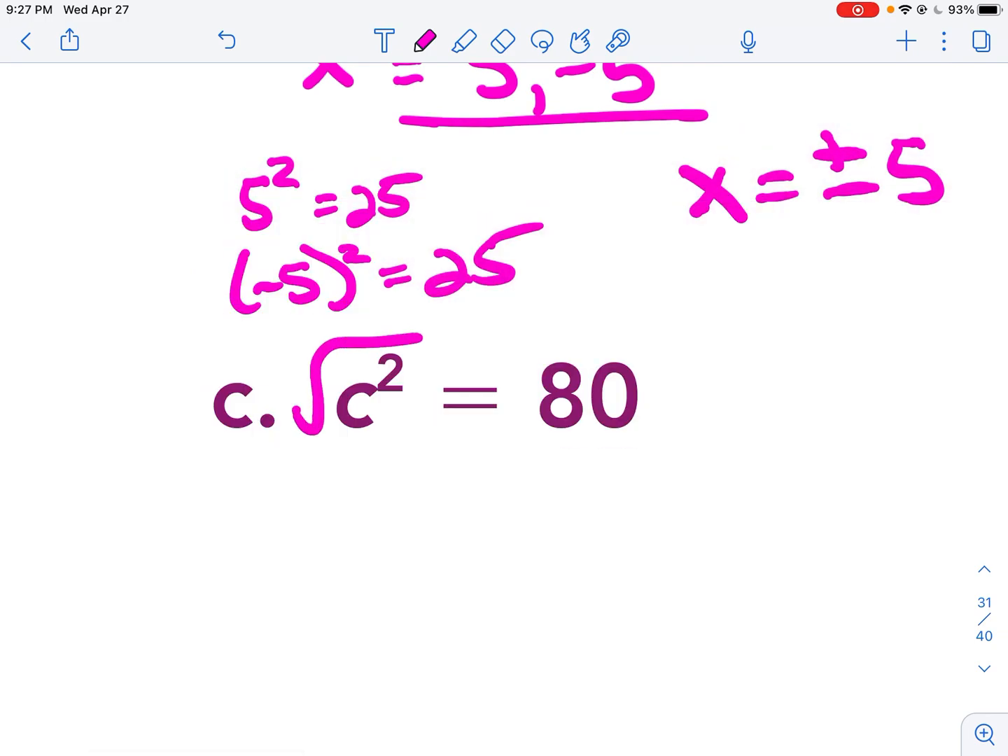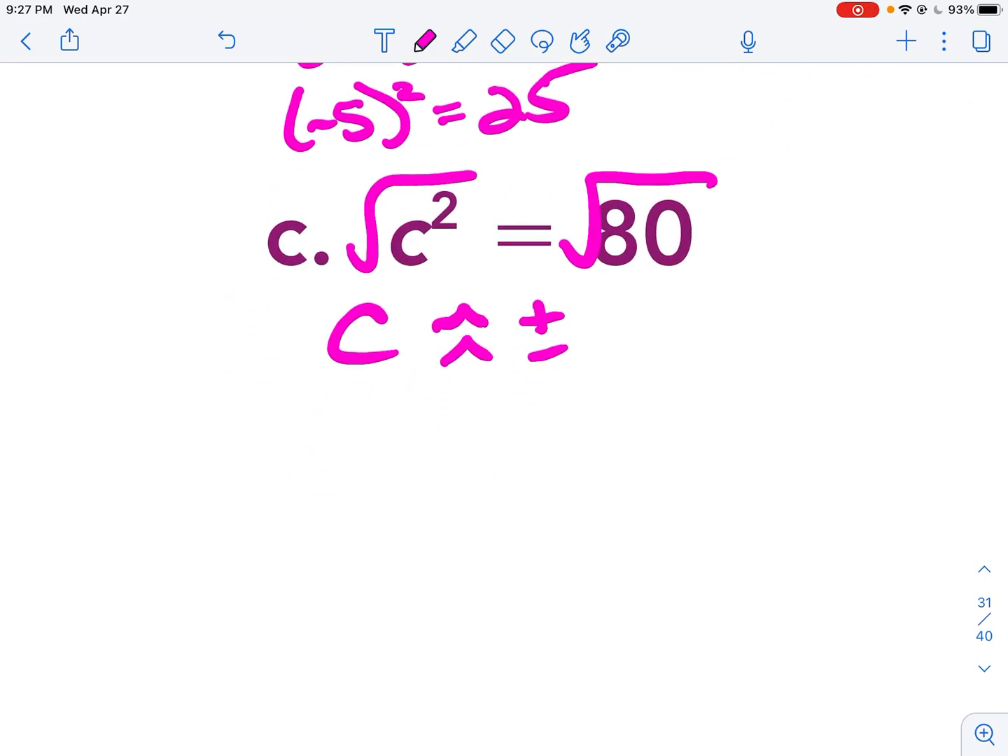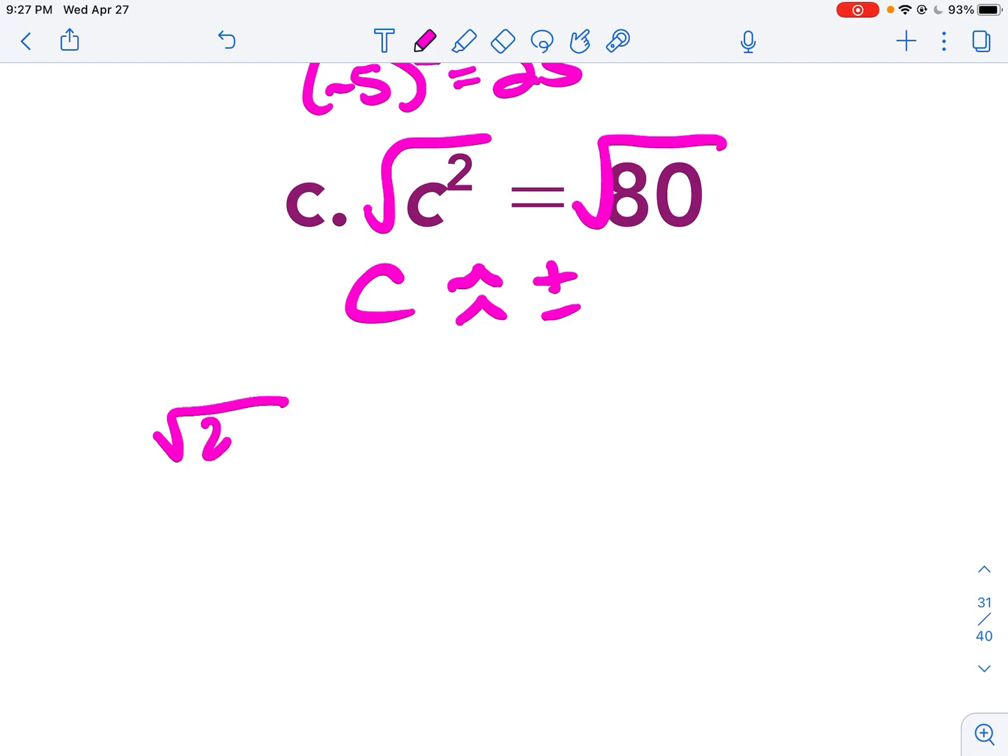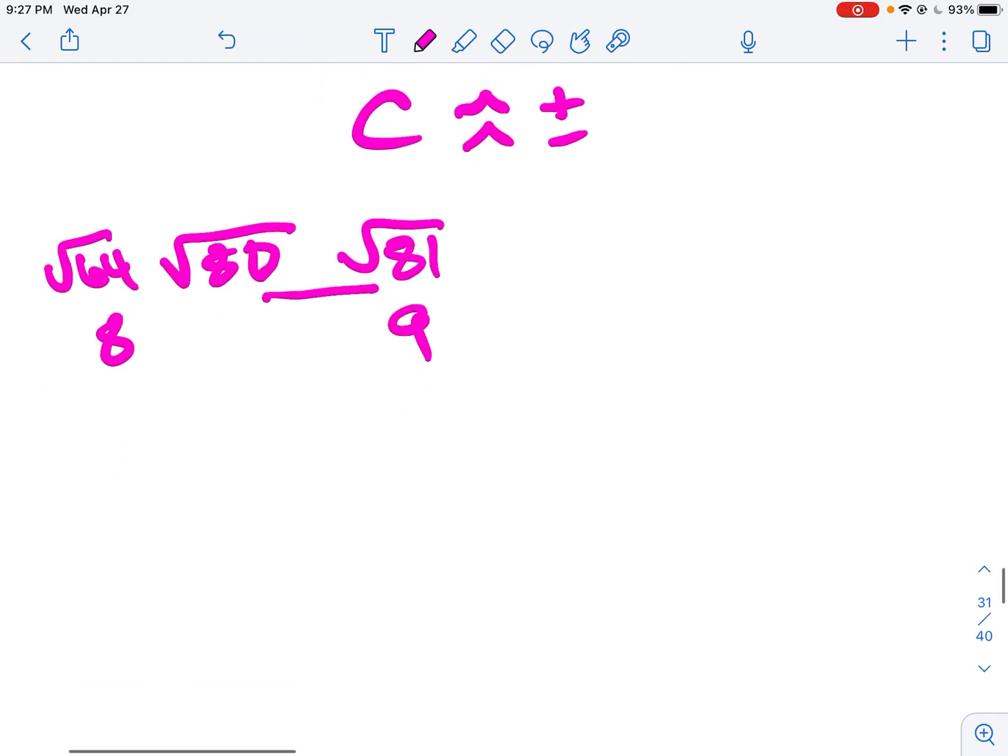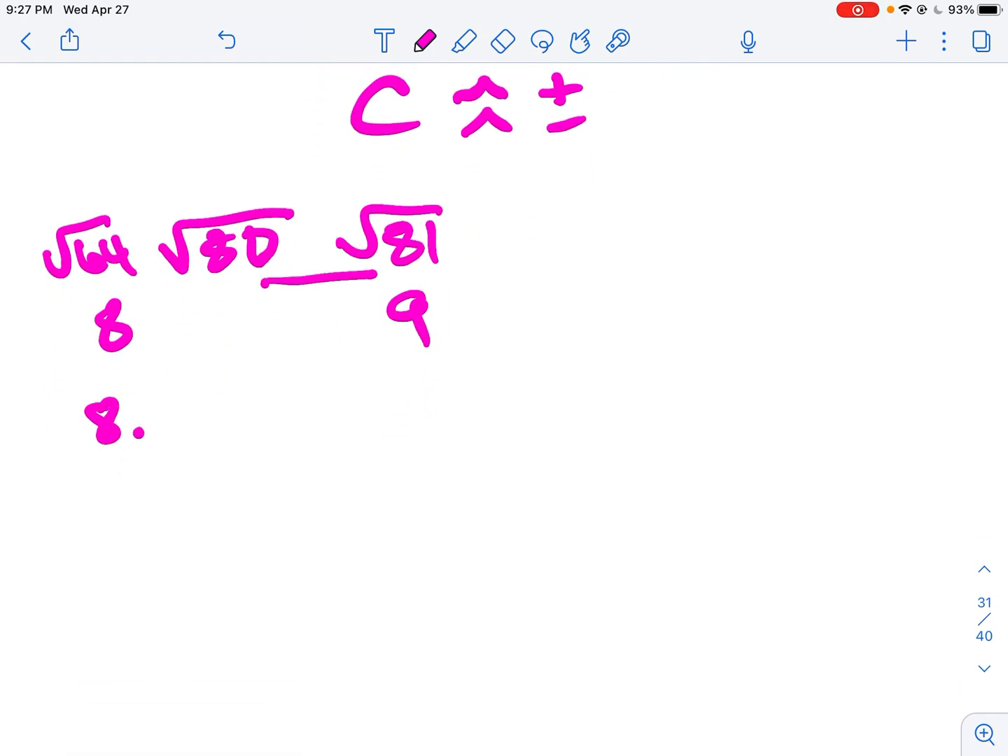Over here, again, take the square root of both sides. This is going to be approximately, because 80 is not a perfect square. So 80 is between 64, is that right? Yeah, and 81. Look at how close that is. That's going to be super duper close to 9. So I'm going to pick 8.9 and 8.9. It's 8. 72 plus 8 is 80. That's going to get me 72.